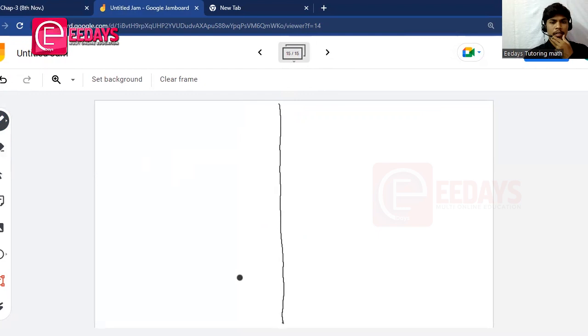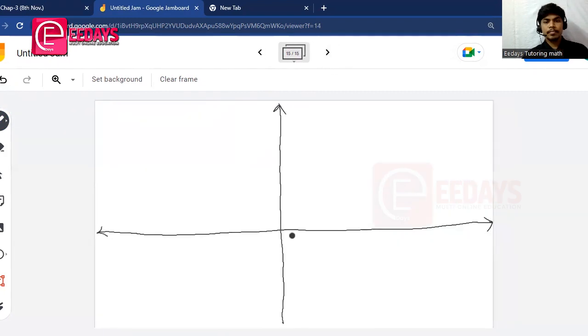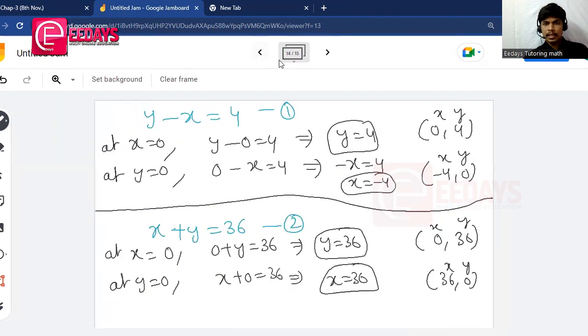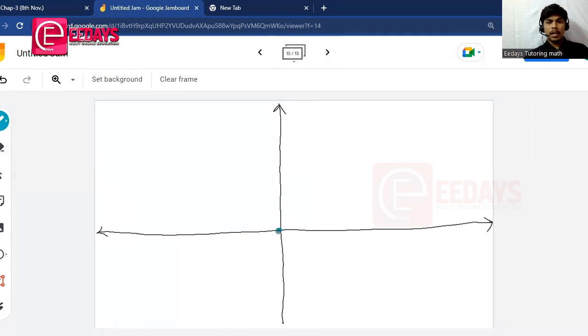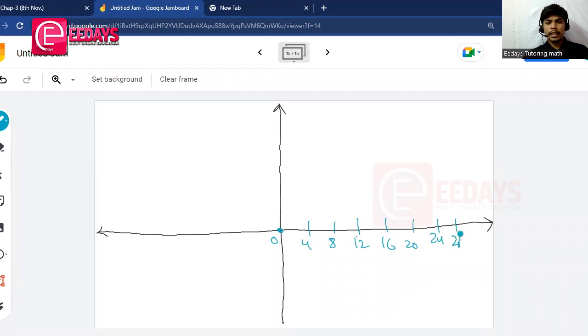I'm taking the graph like this. Y value 36, x value also 36. Let's take 4 as the scale, multiples of 4: 4, 8, 12, 16, 20, 24, 28, 32, 36 for the x value.